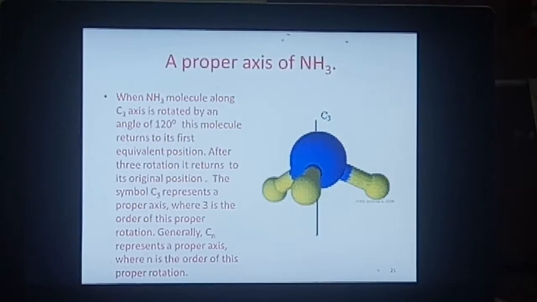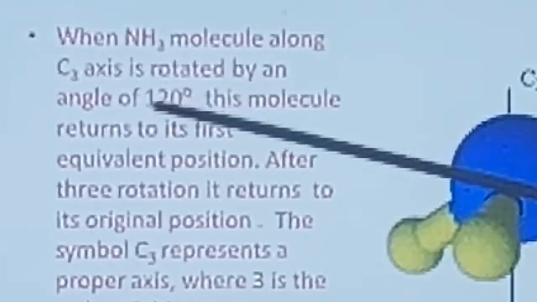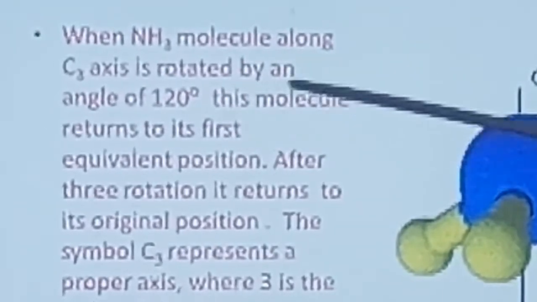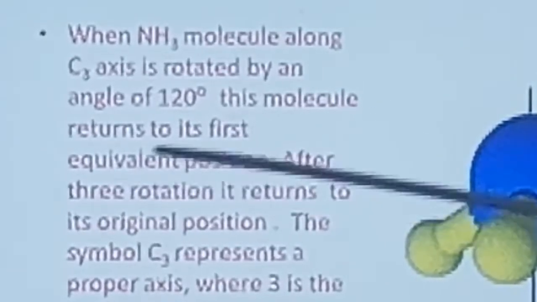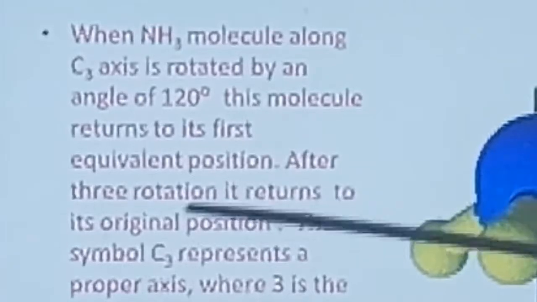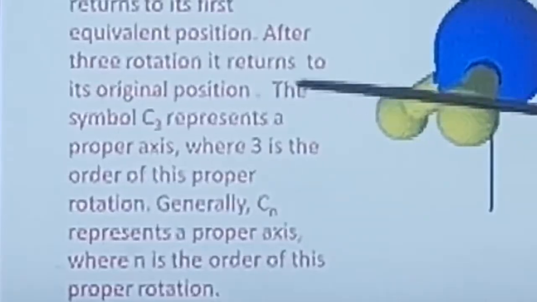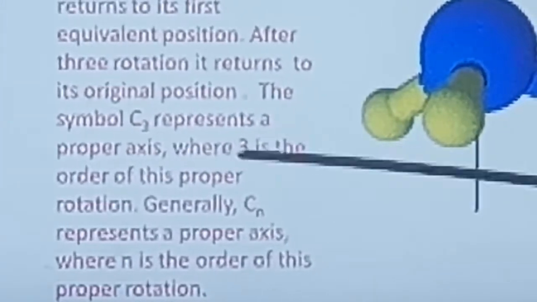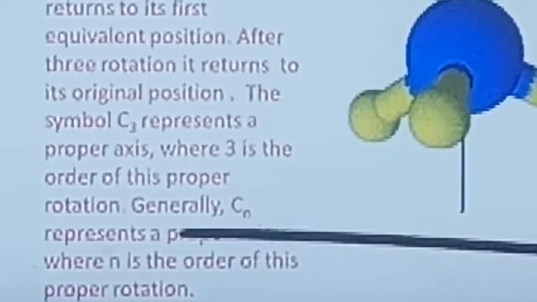Now we will discuss a proper axis of NH3. When the NH3 molecule is rotated along the C3 axis by an angle of 120 degrees, the molecule returns to its first equivalent position. After three rotations, it returns to its original position. The symbol C3 represents a proper axis, where 3 is the order of the proper axis of rotation.